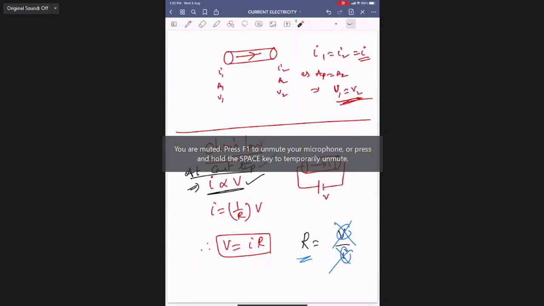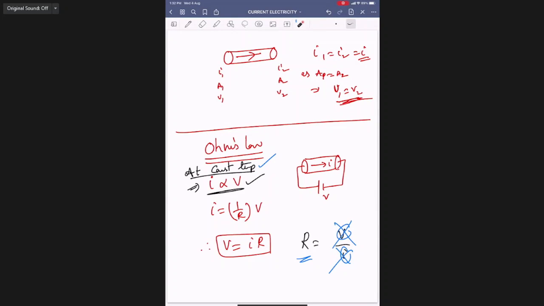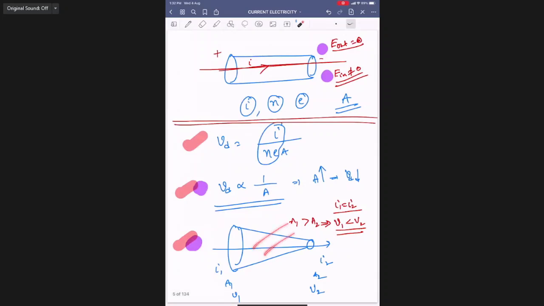So if the conductor has the same area of cross section, then what happens? Current is anyway the same. A1 and A2 are equal. Therefore, drift velocities are not like this case. This case is a different case. Got it?